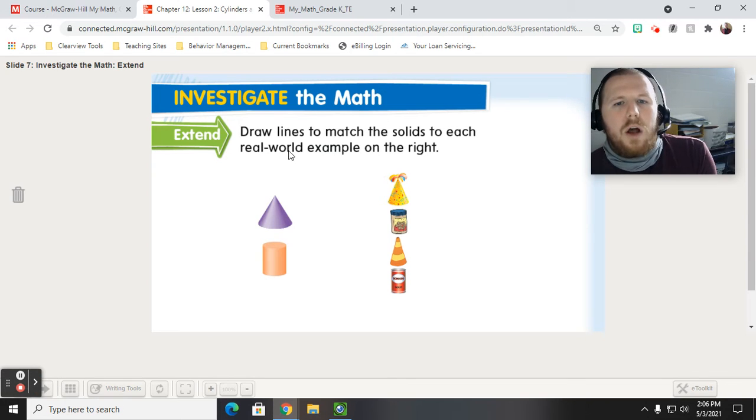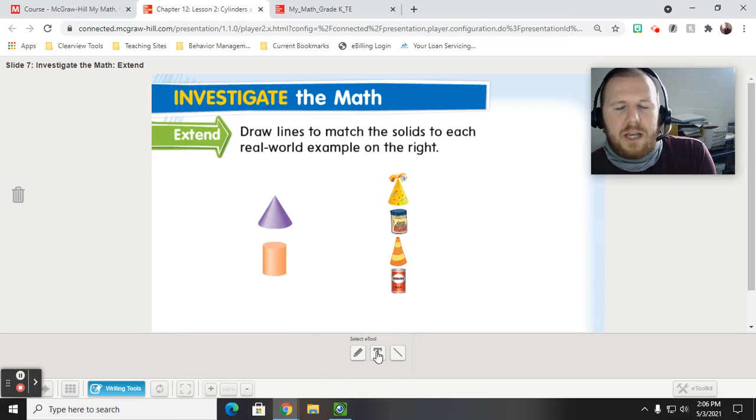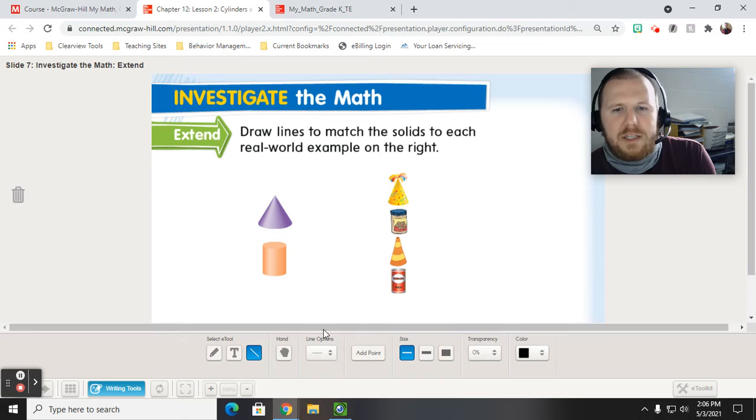Anyway, we did this yesterday. Draw lines to match the solids to the real world shapes. And remember, they're saying solid, which also means three-dimensional. Three-dimensional, solid, it's the same thing. So let's take a look at our examples. So, look, they have the party hat on here.